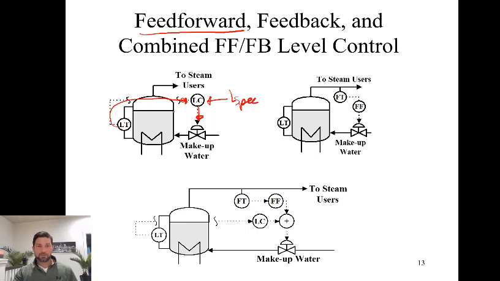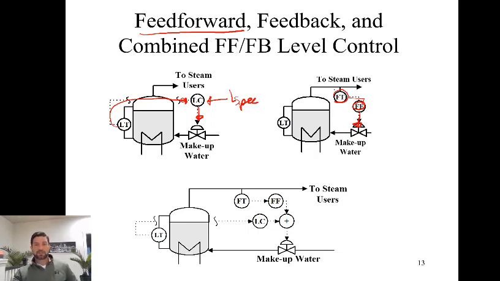But what we know is that as this flow increases, we're going to need to increase the flow of makeup water to the system. So we could run this system using pure feed-forward control. For pure feed-forward control, we measure the flow coming off the system, and then the feed-forward controller is going to tell the valve to open or close.